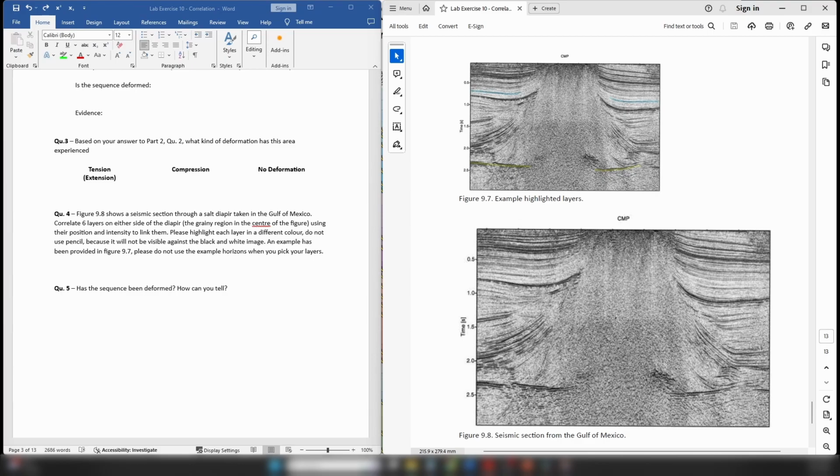And so clearly something is going on in the middle of this seismic section. So for question 4, what you're going to do is correlate 6 layers either side of the diapir. A diapir is simply the result of compression. What's happening is further down the sequence, below the level of this seismic section, there's a layer of salt which is being compressed by the rocks above it.